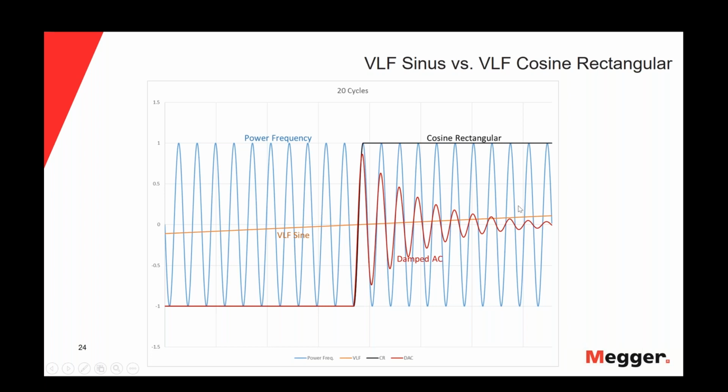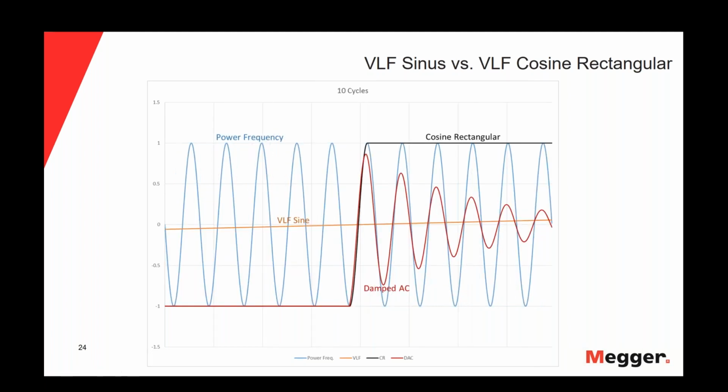And in the case of the damped AC, the behavior is pretty much the same as the power frequency, but that is not the case for the VLF sinus wave shape. This is important to keep in mind, especially when we talk about how we excite the electrical trees. The way we excite them will be pretty much the same when we use the cosine rectangular wave shape or the damped AC for partial discharge, but not the same when we use a VLF sinus wave shape.